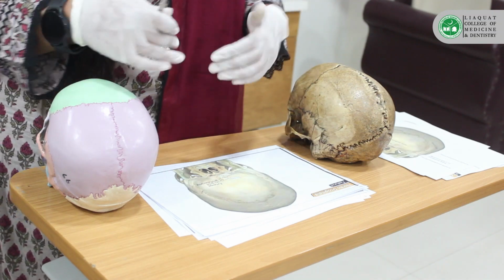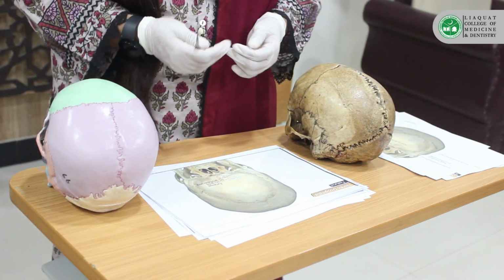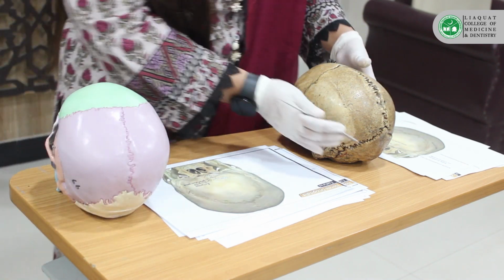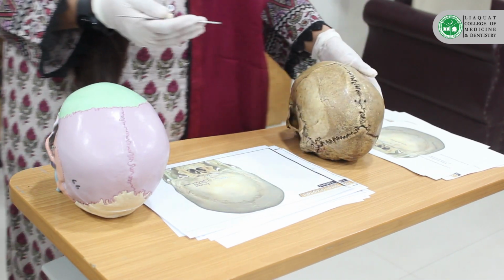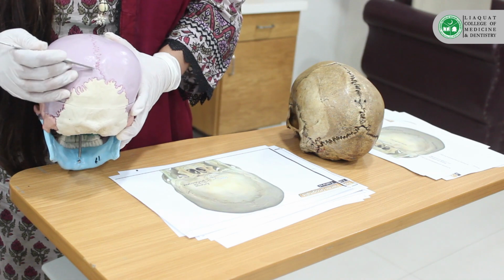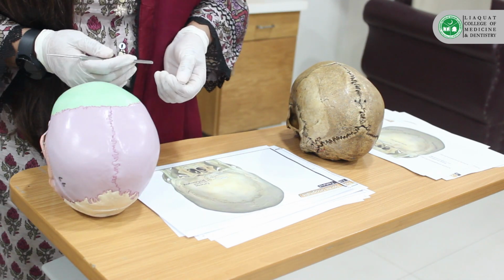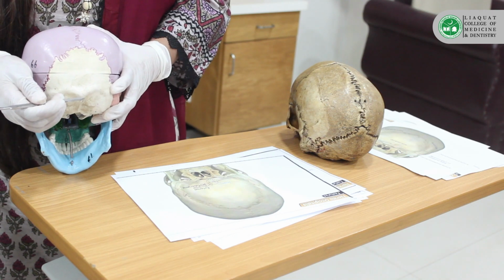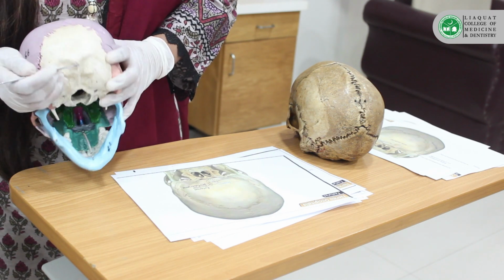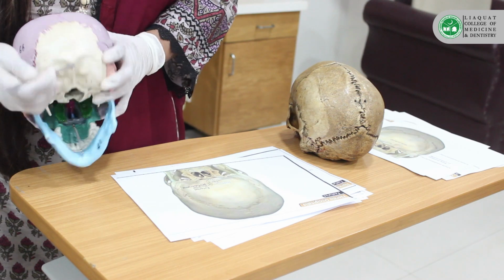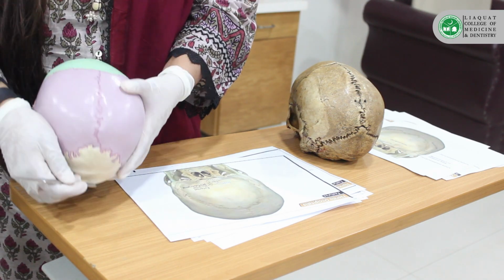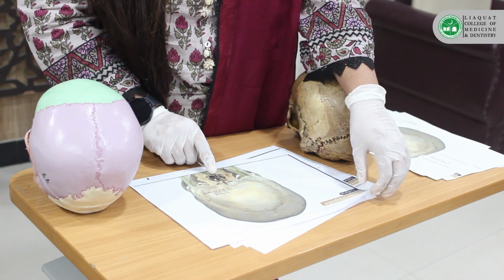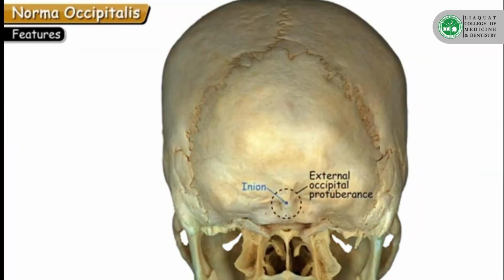Now let's find the prominent features in this view. The first prominent feature in this view is the external occipital protuberance. As you can see here, this is the external occipital protuberance. What is this? It is a midline projection of the occipital bone which forms the inferior aspect of the norma occipitalis, and the tip of the external occipital protuberance is considered a landmark of the skull known as the inion. You can see this is the most prominent part of the external occipital protuberance, that is called the inion. I can also appreciate the external occipital protuberance. The most prominent part is the inion.